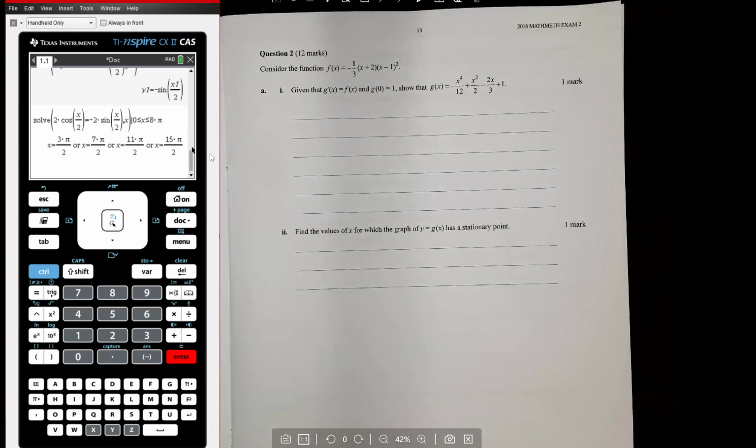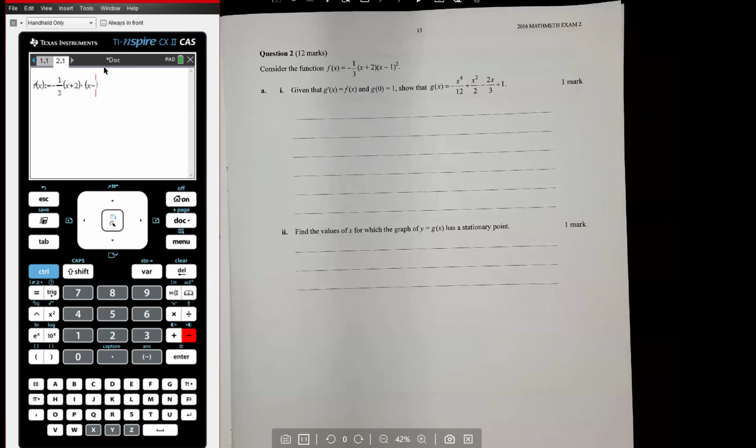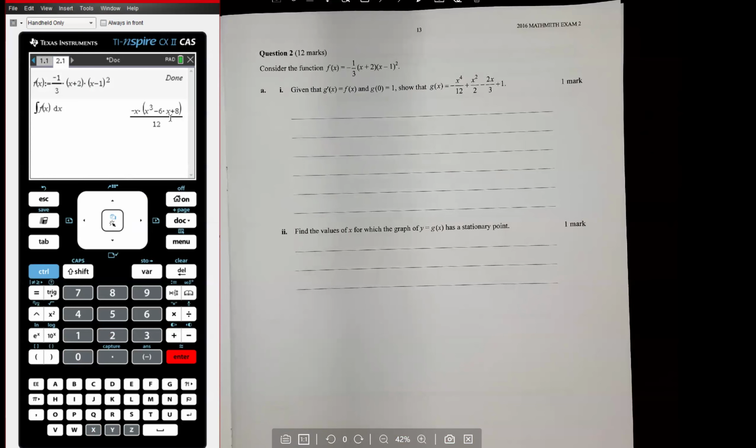What I'm trying to say is this is only 1 mark. You probably can use your CAS calculator to obtain the antiderivative, but don't forget to add c. For example, I define f of x as minus 1 over 3 bracket x plus 2 times (x minus 1) squared, and then go for shift plus the integral of f of x dx. Just to let you know, this gets you the particular antiderivative without plus c, so you still have to put c there.